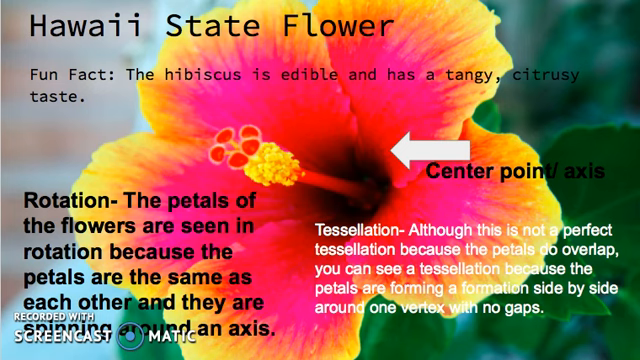All right, so I did the Hawaii state flower. Fun fact, the hibiscus is edible and has a tangy, citrusy taste. In the hibiscus, you can see rotation because the petals are the same as each other and they are spinning around an axis. You can also see tessellation, even though this flower is not a perfect tessellation because they overlap in certain areas. But if they didn't overlap, then it would be a tessellation because it wouldn't have any overlaps or gaps.